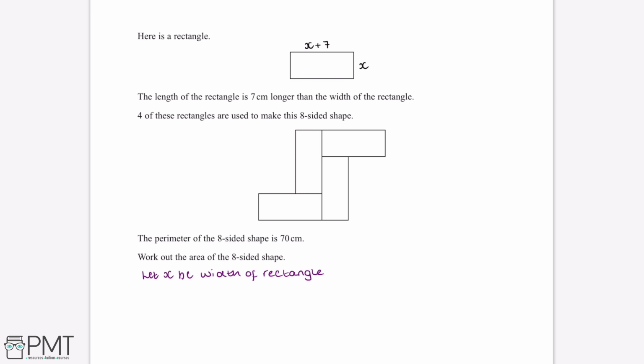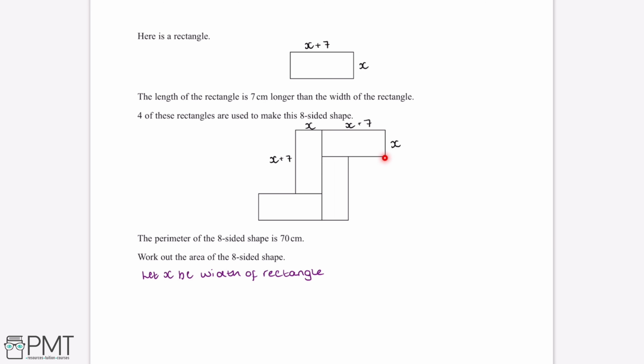So now what we can do is start labelling up the lengths of these sides on this shape. If we start with this side here, this is one of the lengths of the rectangle, so we can label this up as x plus 7. This shorter length here at the top is the width, so this is x centimetres. This length will be x plus 7 centimetres. This is another width, so this will be x centimetres.